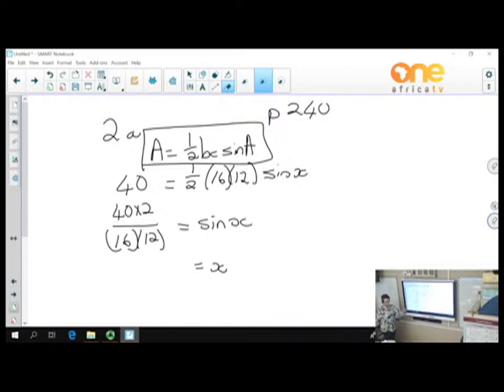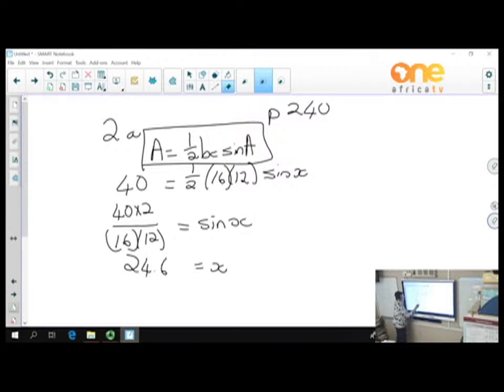Now you have to multiply that. Did you get a 60 there? Yeah, because remember we said sine ranges between -1 and +1. So you'll have to put that whole thing in brackets. How I press my calculator: 40 times 2, divide by 16 times 12, and then second function. So the answer is then 24.6.